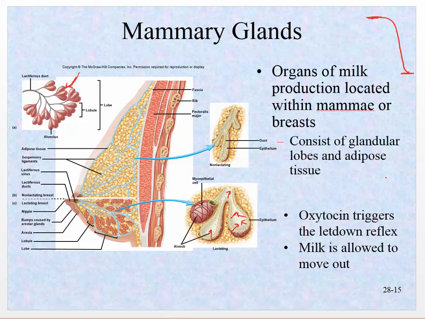Now, there's something called the letdown reflex. Okay, which is where the milk is actually allowed to move out, and that is triggered by lots of things. Oxytocin is the hormone that triggers it, but what causes the release of oxytocin can be anything from suckling to hearing a baby cry or anything like that. Okay, so that's it, and you have a baby and you have a way to take care of the baby. So that pretty much covers reproduction.